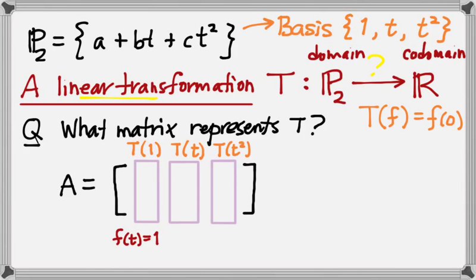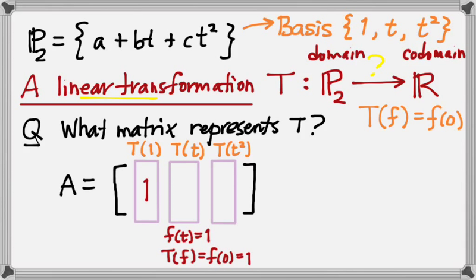So if f of t is equal to 1, then what is T of f? If I put t equals 0 into that function, what do I get out? That's one that will break your brain if you think about it too hard. Because it's a constant function, it doesn't matter what t I put into my function f, I get 1 out, always. So when I apply our transformation to that function, which puts 0 in for t, I get 1 out of it. So moving on to the second column.